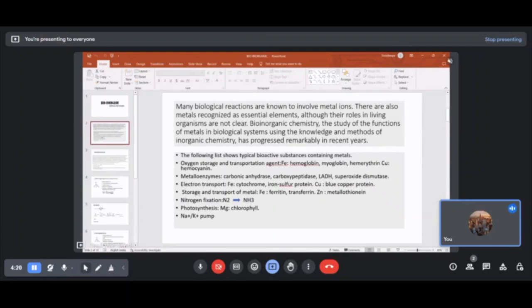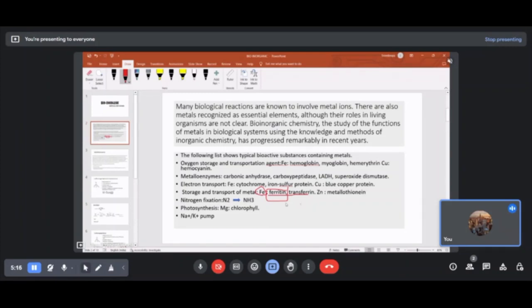Next, we have storage and transport of metals. Ferritin, transferrin, and metallothionein, these three metalloproteins help to perform this storage and transport of metals. For example, ferritin and transferrin have iron as their metal ion. Ferritin is the metalloprotein which basically stores iron, and its main function is that it stores iron during circulation. And transferrin is the blood plasma protein which helps in transfer of iron from blood to different tissues.